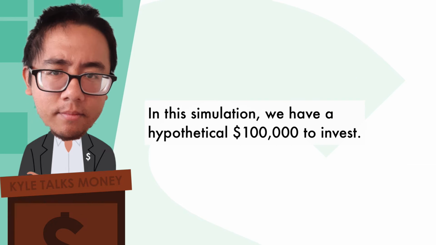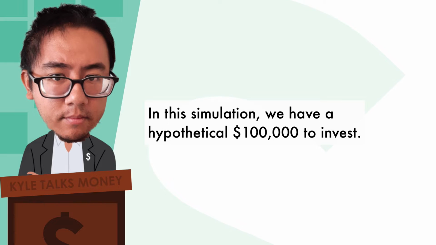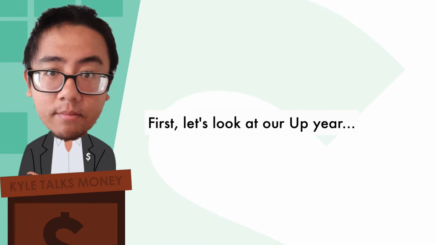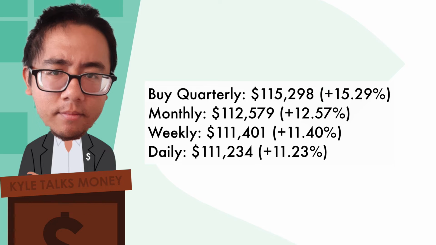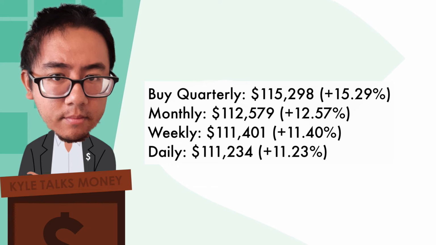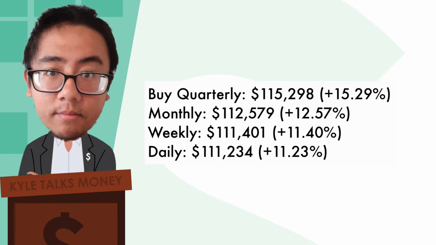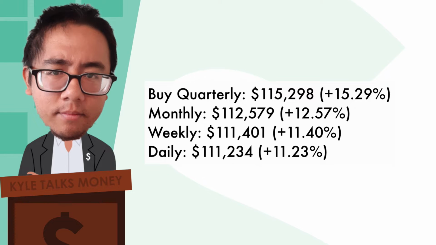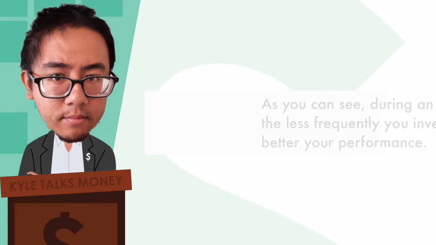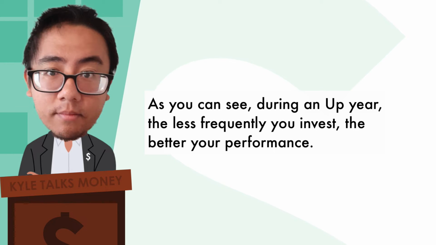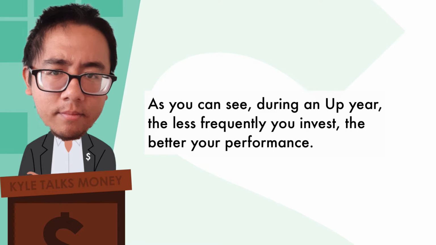In this simulation, we have a hypothetical $100,000 to invest. First, let's look at our up year. Quarterly, we see a 15% return. Monthly, we see a 12% return. Weekly, we see an 11% return. And daily, we see an 11% return as well. As you can see, during an up year, the less frequently you invest, the better your performance.